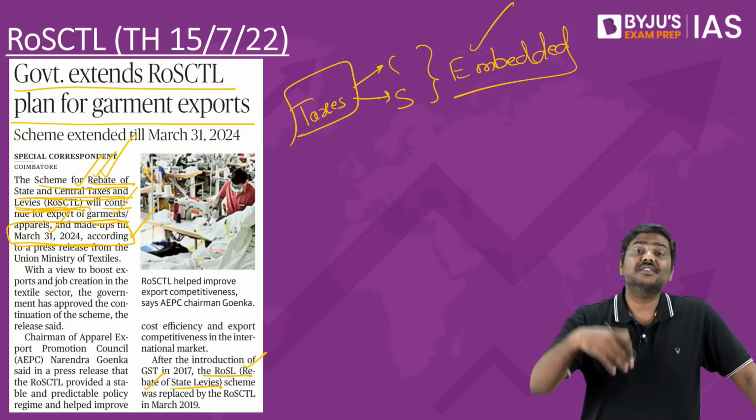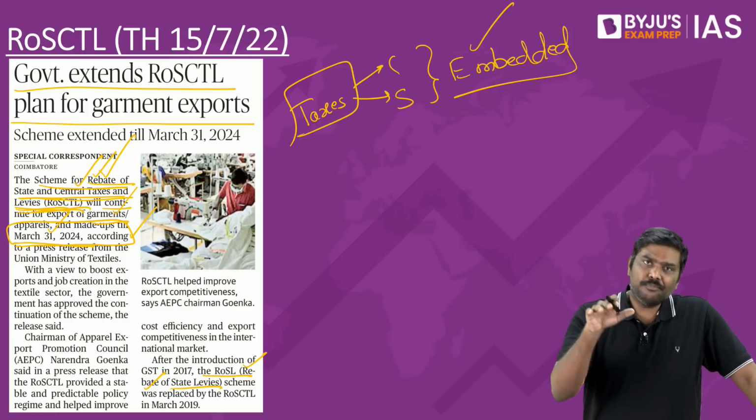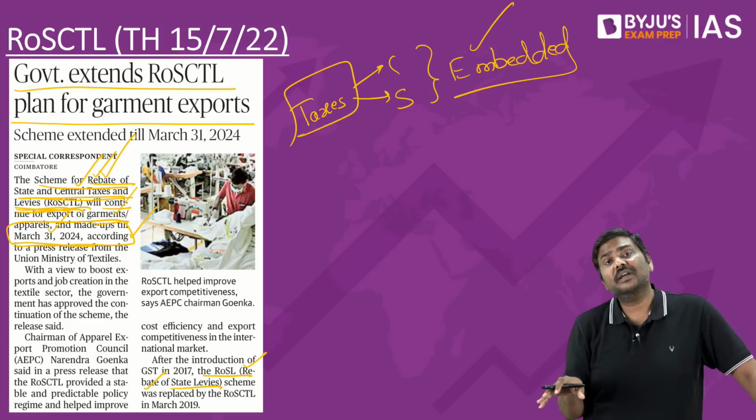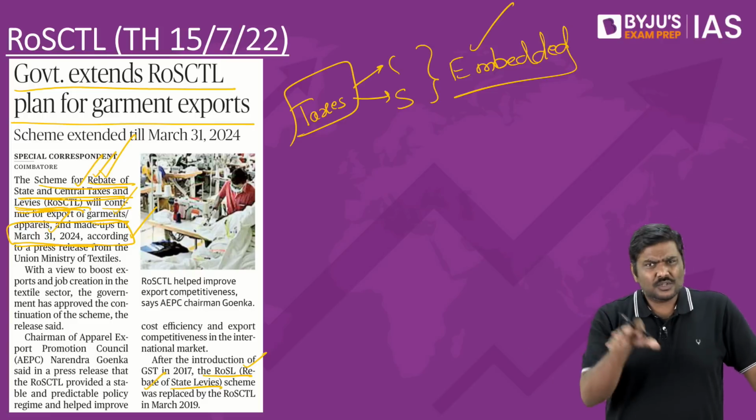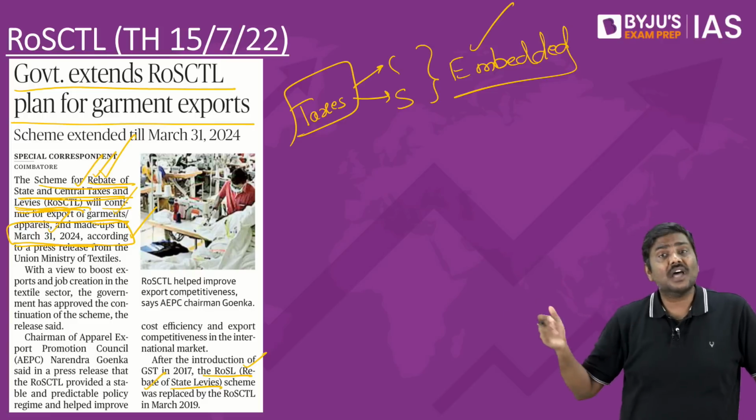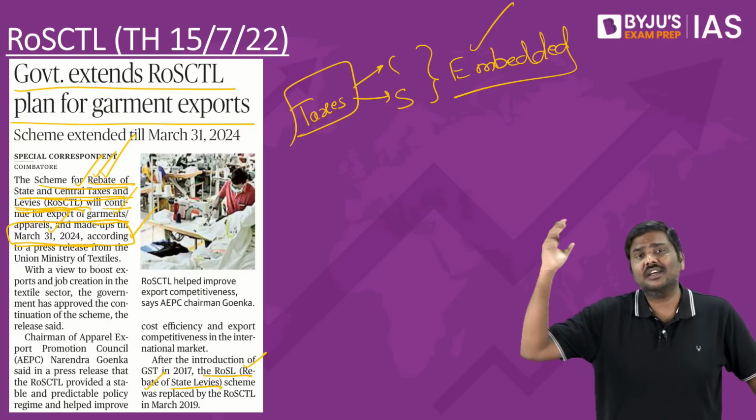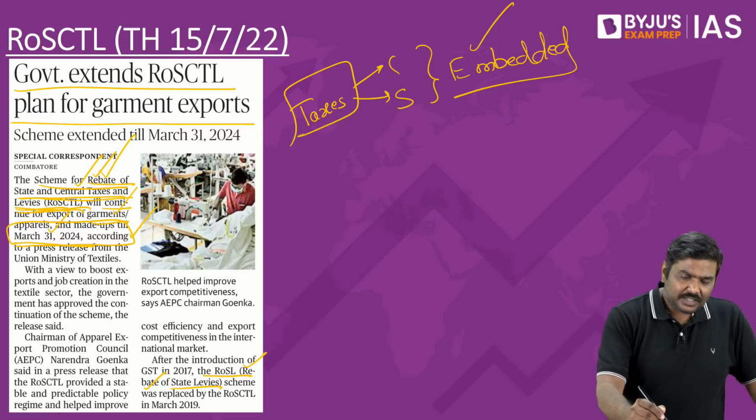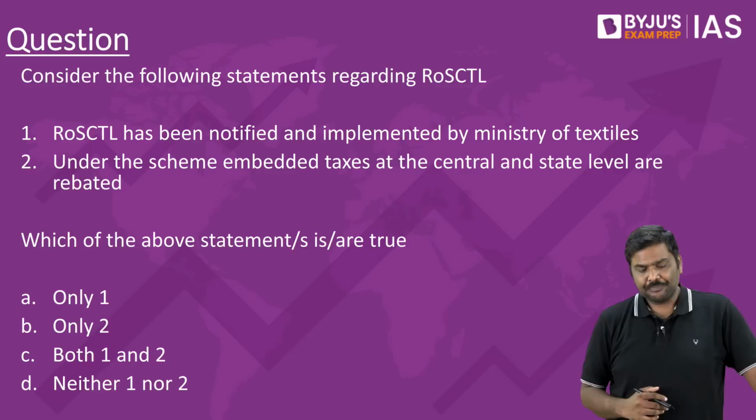That is, embedded taxes are rebated back. Both the central as well as state taxes will be covered. RoSCTL focuses only on the textiles, whereas RoDTEP covers the majority of the other exports. This is the gist of the article provided here.